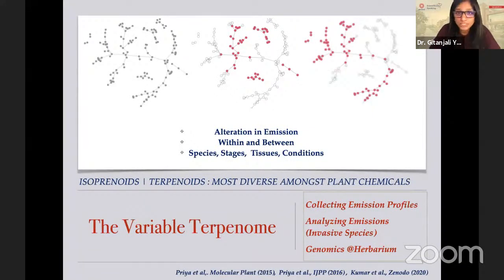But the protein alphabet has 20 amino acids. Similarly, the alphabet of chemistry is something that we want to explore and find out. 35,000 are known, but under what circumstances does which plant make which chemical? That's what we want to know. So the first part is going to be about how we capture this variability, as you can see on the slide, and then of course, how we analyze these emissions.